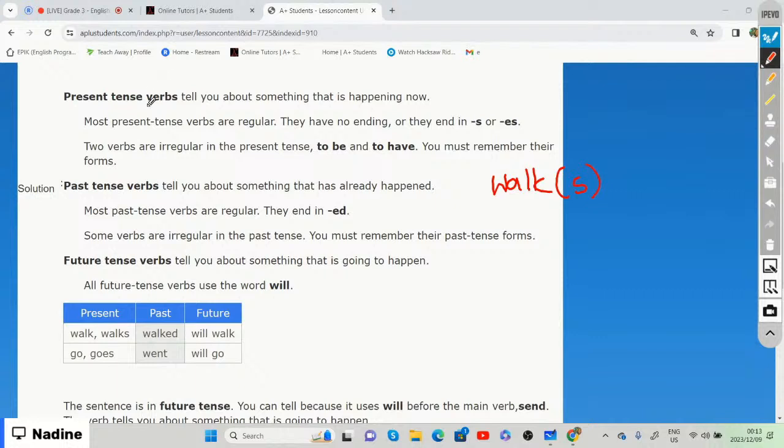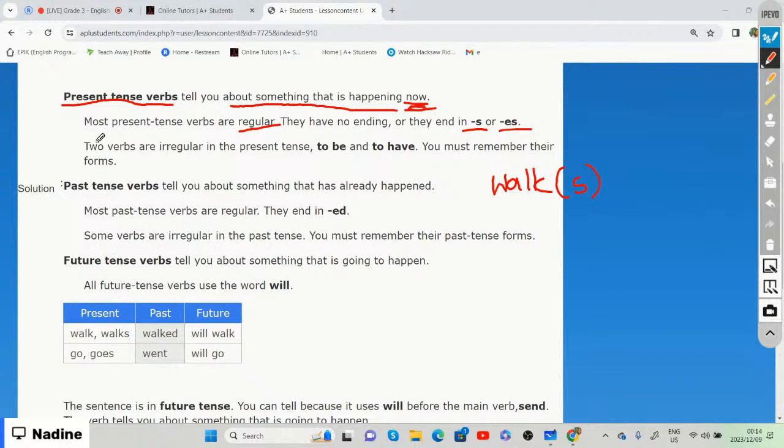right? So we say that present tense verbs tell us about something that is happening now. Remember, present, it's now. And we said most present tense verbs are regular. And when it comes to being regular, it means that there are certain rules that they follow. Like for example, they either end in s or they end in es, right?